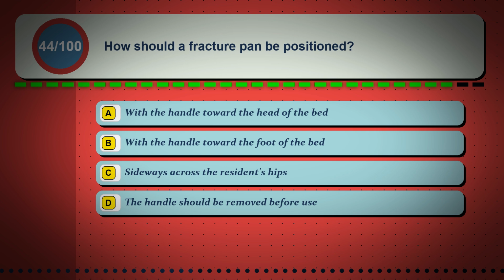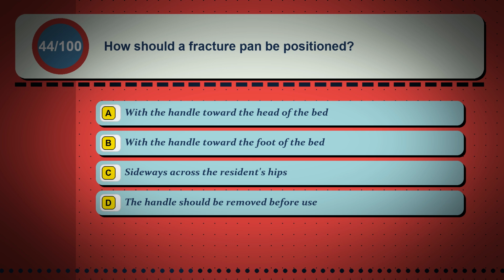Question 44. How should a fracture pan be positioned? Option A, with the handle toward the head of the bed. Option B, with the handle toward the foot of the bed. Option C, sideways across the resident's hips. Option D, the handle should be removed before use.